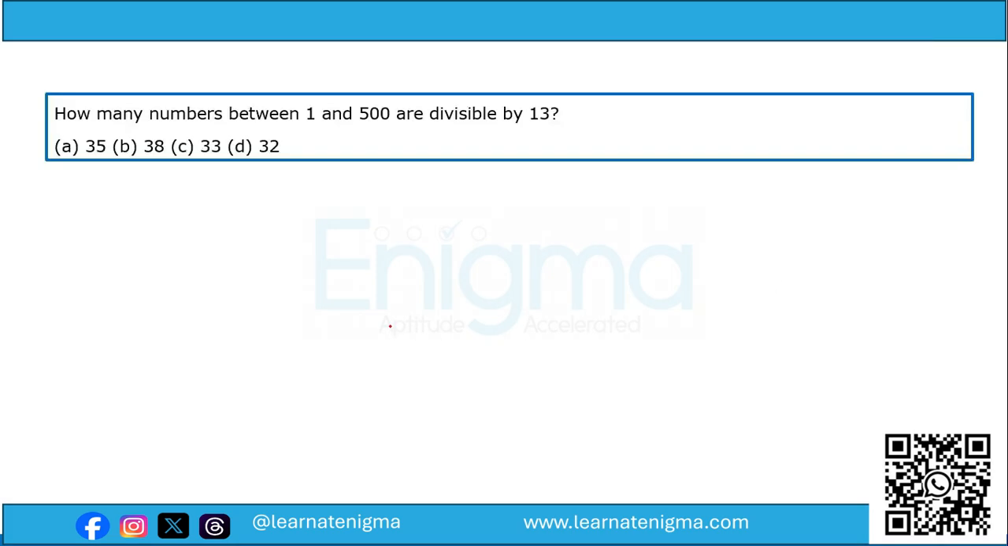How many numbers between 1 and 500 are divisible by 13? Now, the first number in this range between 1 and 500 which is divisible by 13 is 13 itself. Now, if we divide 500 by 13, so 13 threes are 39.